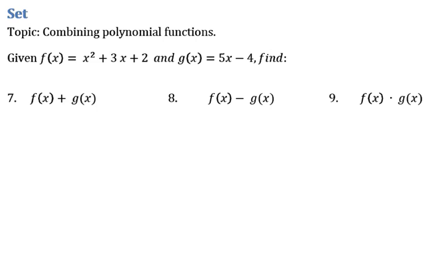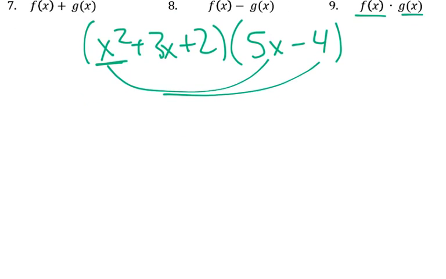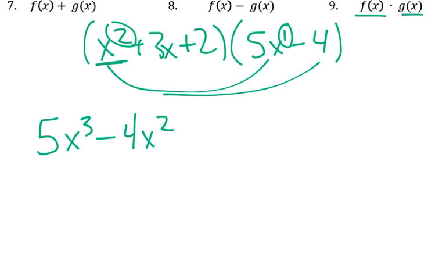Okay, now same thing, f of x times g of x, so parentheses x squared plus 3x plus 2. When we're doing multiplication, we want to use those parentheses. Then we just distribute. So this x squared gets multiplied by both of those. So we end up with 5x squared times x would give us x cubed, right? We take their base powers and we add them. Okay. And then x squared minus 4 would be negative 4x squared.